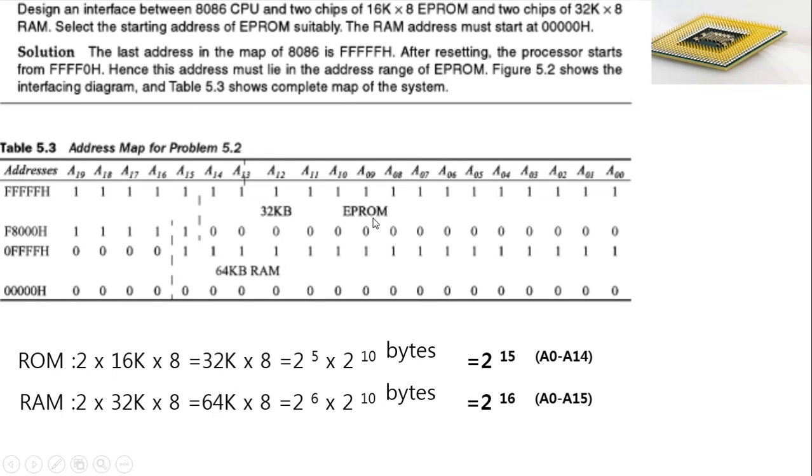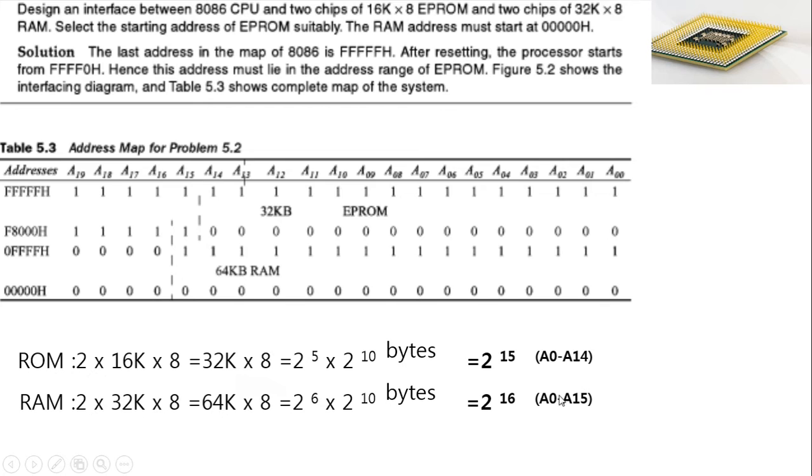For the ROM memory space, this particular address FFFF0H always comes under the address range of ROM memory. So start from all 1s, and select 32 KB downwards from this address: F8000 to FFFFF. This particular range indicates 32 kilobytes, so this range is taken for this EPROM.